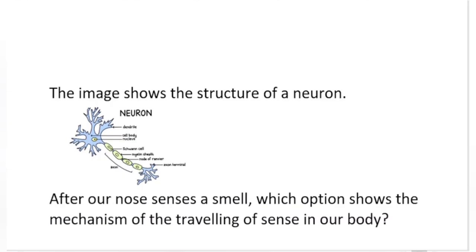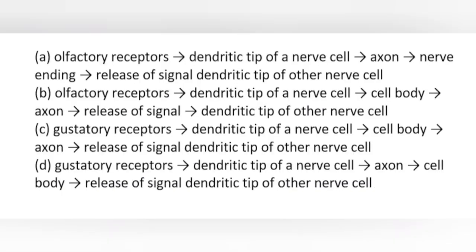Next is the image of a neuron. After our nose smells a substance, which option shows the mechanism of traveling of sense in our body? You know that dendritic tips are the receptors for receiving the smell. Then it will be passed through the cell body, then to the axon. Through the axon it will reach the axon terminal. So the receptors present in the nose for detecting smell are olfactory receptors. So olfactory receptors at the dendritic tip of a nerve cell will give it to the cell body.